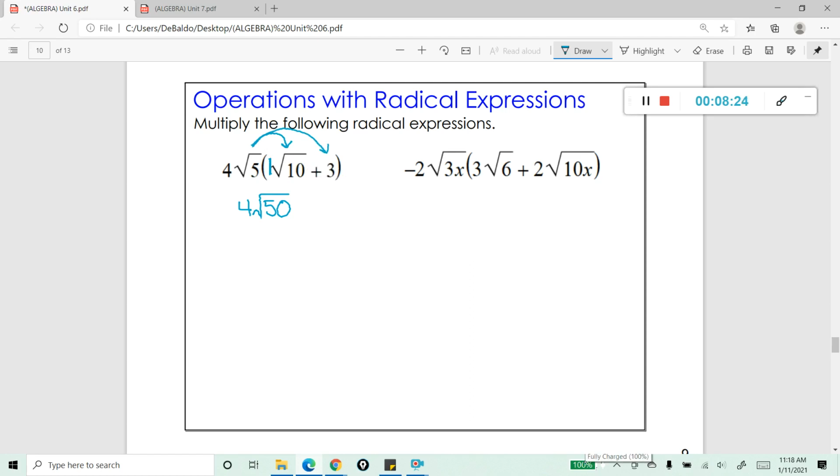Now let's multiply the second piece. So 4 root 5 times 3. I have 4 times 3, which is going to give me positive 12. And root 5 is not being multiplied by another root, so I'm just going to leave it as is, root 5.